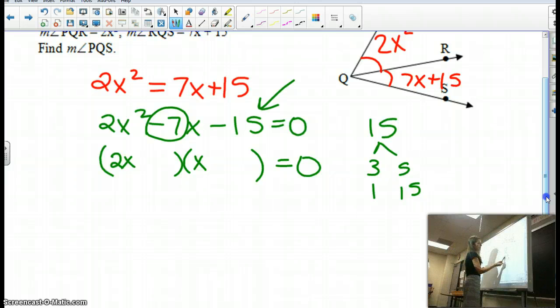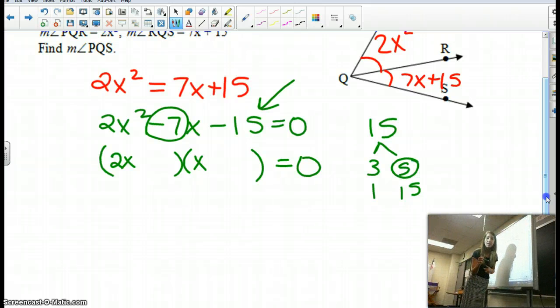Could I double 3? Okay, now I have 6. Could I make -7 out of a 6 and a 5? No. Okay, let's try this one. 5. Could I double 5 and get 10? Could I make a 7 out of a 10 and a 3? Ding, ding, ding! I can make a 7 out of that. So 3 and 5 are my winners, and 5 is my one that needs to be doubled.